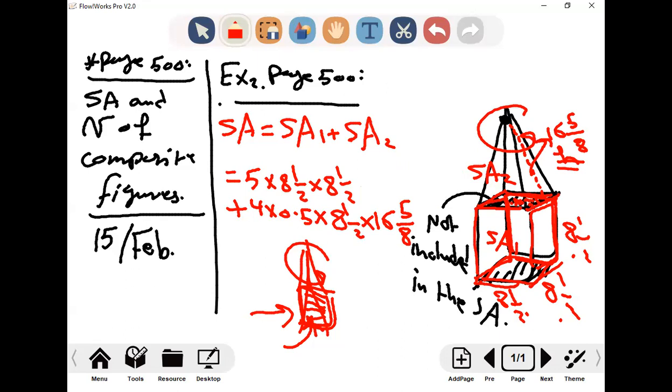You understand? It is an inner face. In the surface area, I care about the outside areas. But this square, the upper one, is in the middle. Assume that we want to calculate the surface area of this room and the room over it.